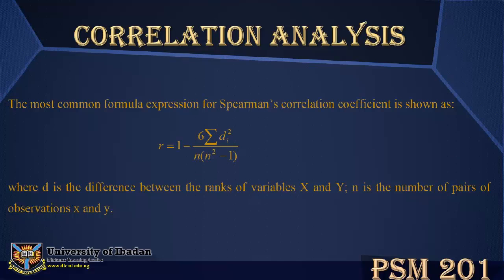The most common formula expression for Spearman correlation coefficient is shown as r is equal to 1 minus 6 summation d squared over n into bracket n squared minus 1, where d is the difference between the ranks of variables x and y, and n is the number of pairs of observations x and y.